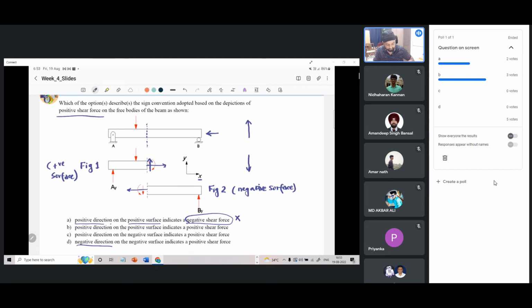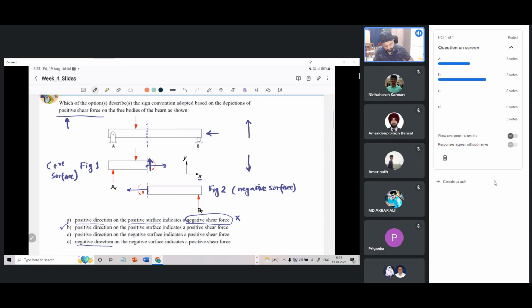Positive direction on a positive surface indicates a positive shear force. It is given that positive shear force was applied on a positive surface in the positive direction. So B is correct. Let us say C, positive direction on a negative surface.